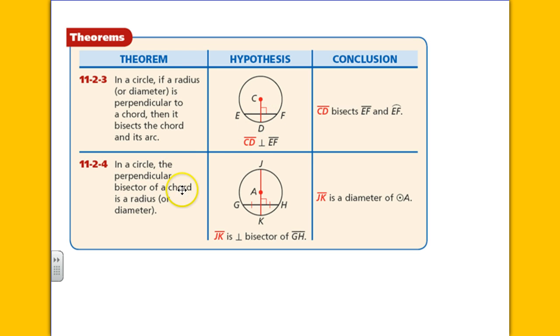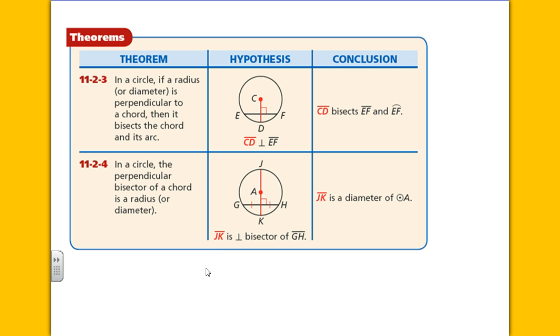Also in a circle, the perpendicular bisector of a chord is either a radius or a diameter. So if you are given an image and you see a perpendicular bisector of a chord, you know you're dealing with a radius or a diameter.